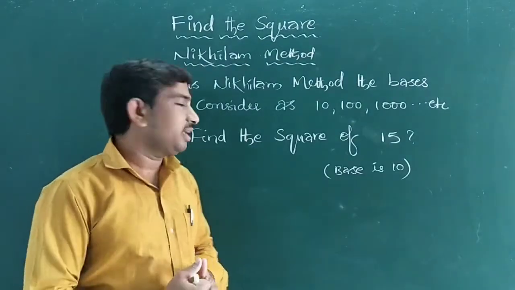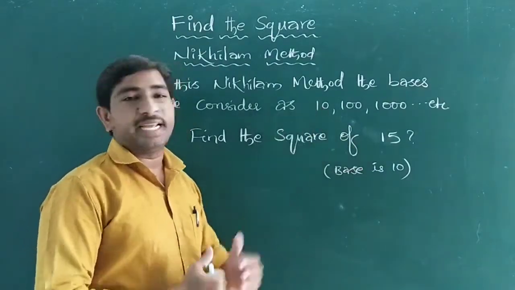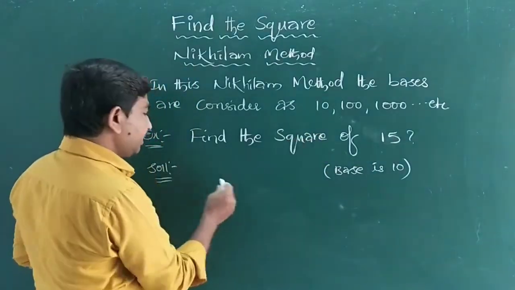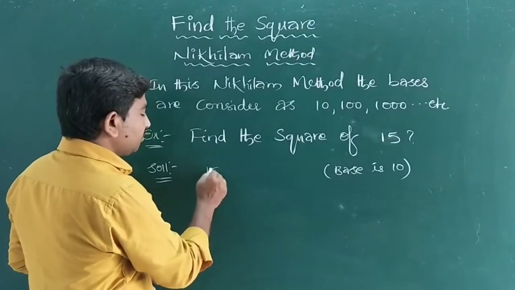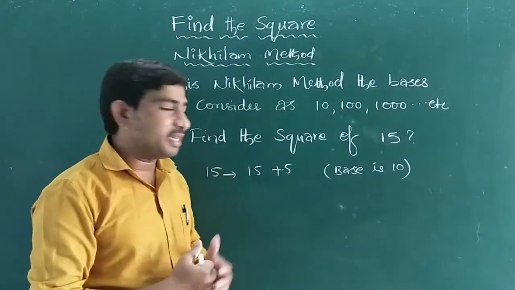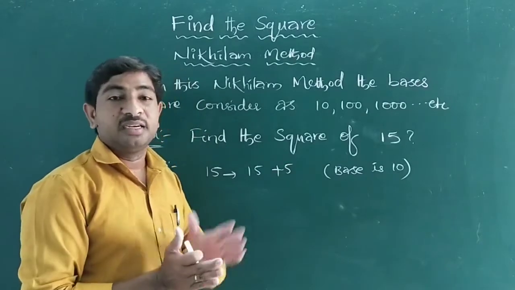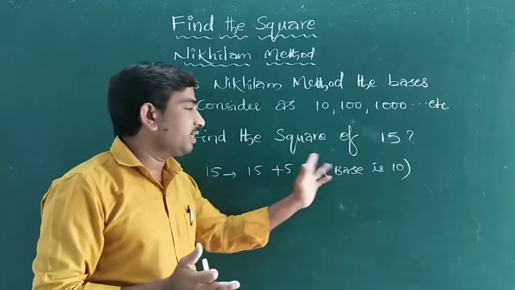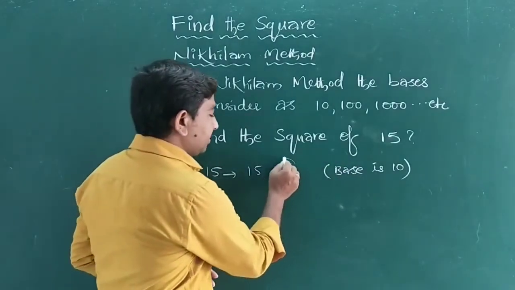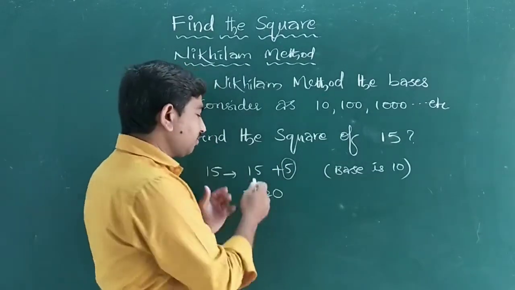The next example is find the square of 15. This is also nearby 10 only. So our base is 10 from the Nikilam method. So this 15, how much excess? 5 excess. So 15 can be written as 15 plus 5. For understanding, you have to write this 15 plus 5. This 5 is our Nikilam, because 15 is 5 more than 10. So 15 plus 5 is equal to 20. This is the left part of the answer.